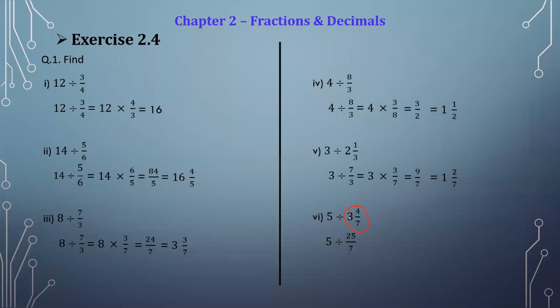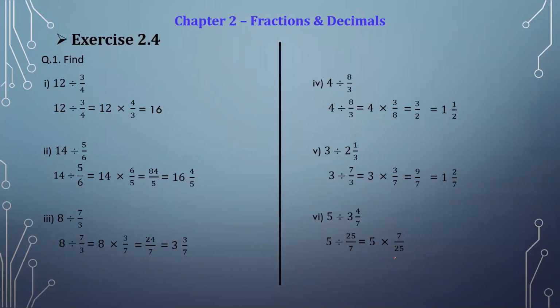7 3s are 21, 21 plus 4 is 25. So here the mixed fraction is converted into the improper fraction 25 upon 7. Now take the reciprocal of that fraction. Take the reciprocal of the fraction 25 upon 7, and after taking the reciprocal, replace the division sign with the multiplication sign. Then the next step will be like this: 5 into 7 is shifted to the numerator and 25 is shifted to the denominator. So 5 into 7 upon 25, which is the next step.